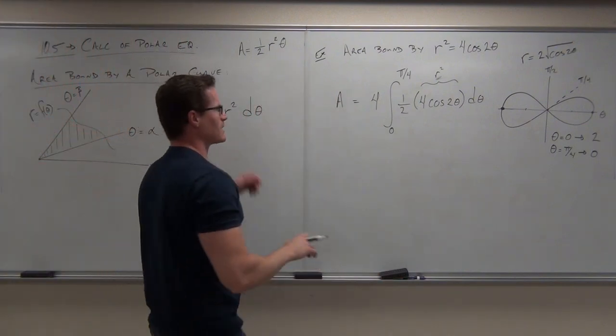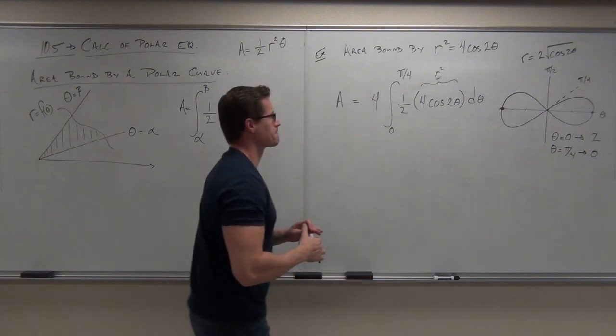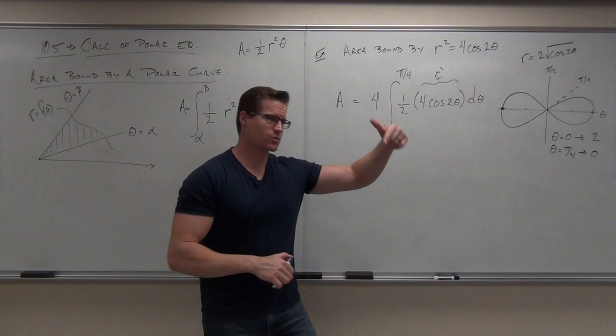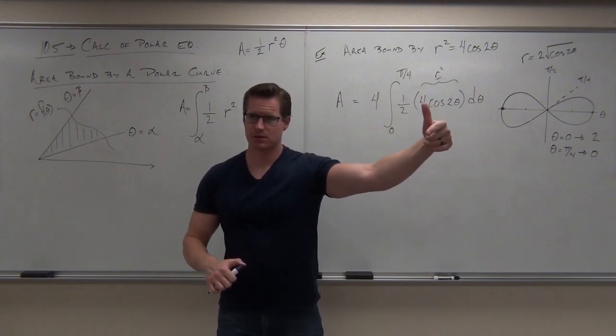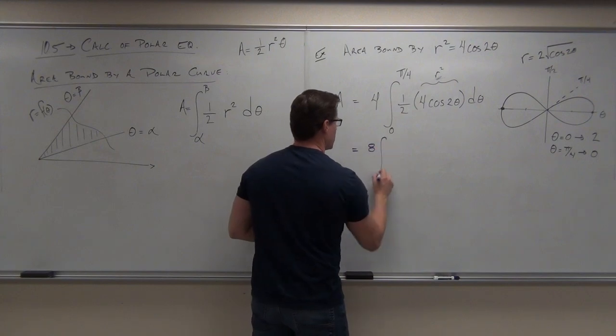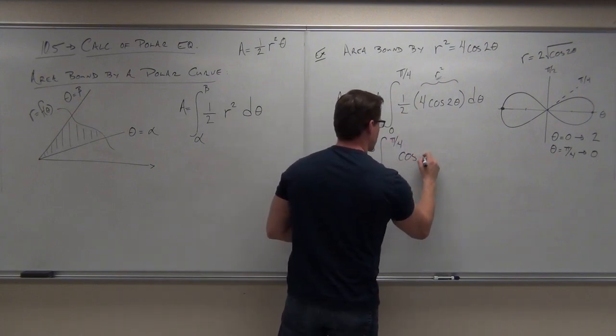Okay, let's make this thing nicer. What are we going to do? Probably take the 1 half out. Also going to take the 4 times 1 half times 4 is? We're going to get 8. 8 integral 0 to pi over 4 cosine 2 theta.